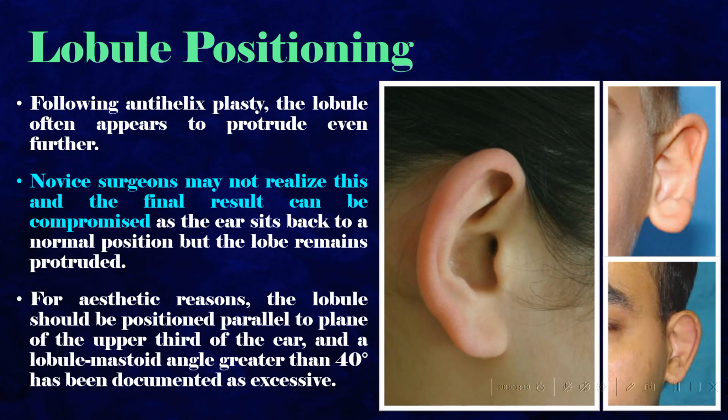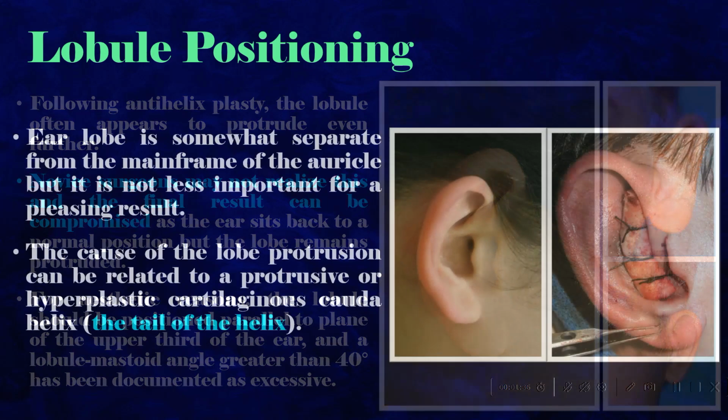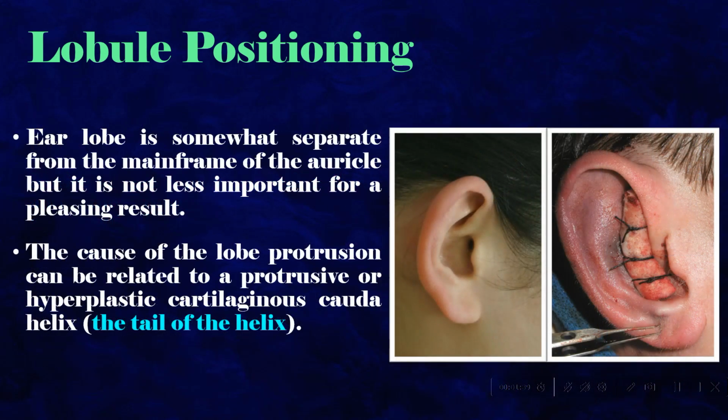For aesthetic reasons, the lobule should be positioned parallel to the plane of the upper third of the ear, and a lobule-mastoid angle greater than 40 degrees has been documented as excessive. The earlobe is somewhat separate from the mainframe of the auricle, but it is not less important for a pleasing result.